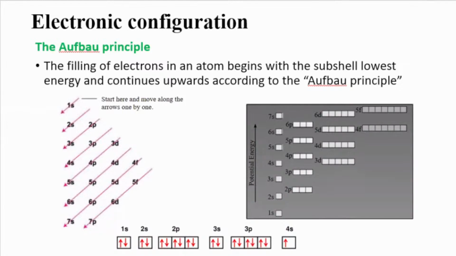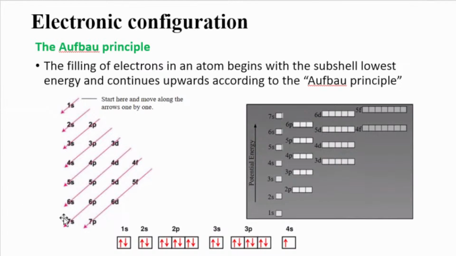Subshells have different energies. 1s has different energy, 2s has different energy, 2p has different energy, 3s has different energy, 3p. That is how it is different. So when electrons are filling into the atom, the subshell which contains the lowest energy is filled first. Then it continues upwards according to their energy.